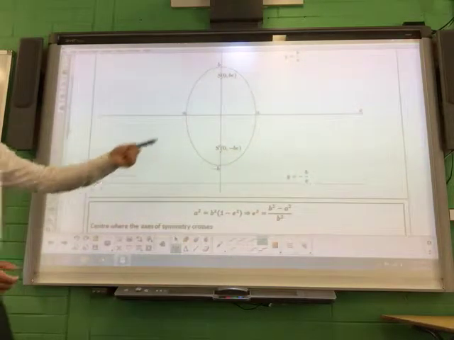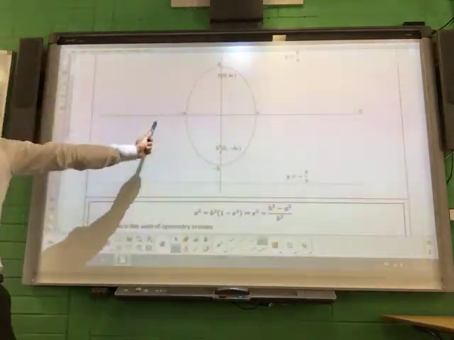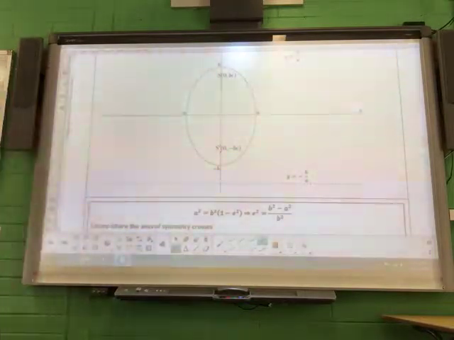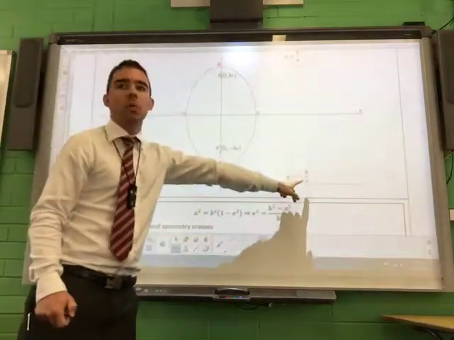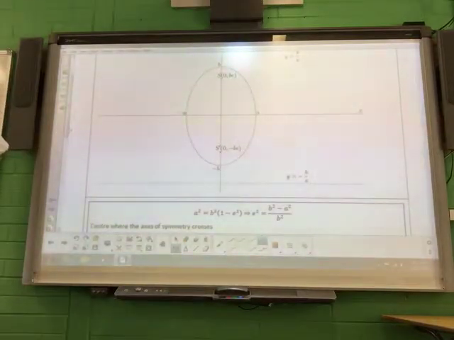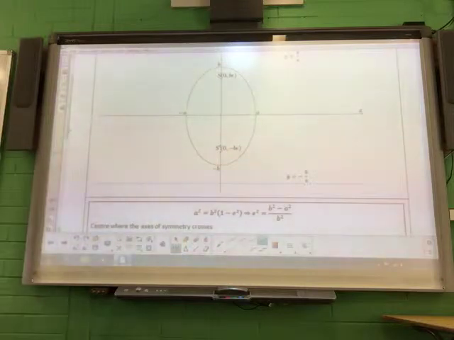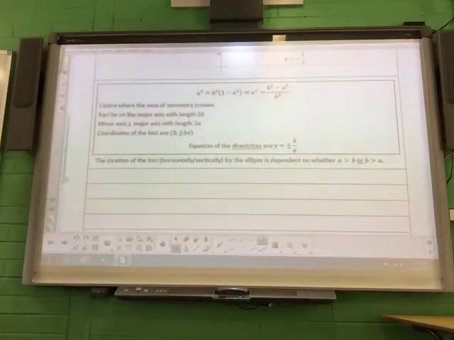Okay, so on the horizontal it was (ae, 0) and (negative ae, 0). So when the foci are on this axis, it's going to be (0, be) and (0, negative be). Alright, that makes your directrices cross the y-axis at, for the other ellipse it was plus or minus a over e, so for this one it's going to be plus or minus b over e. Okay, and that's all there.